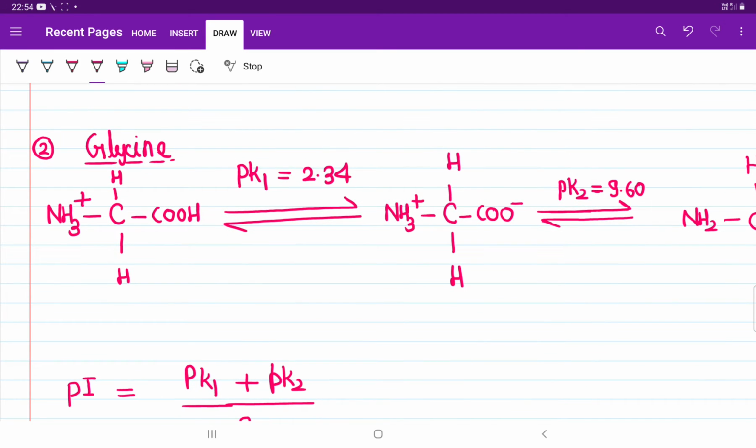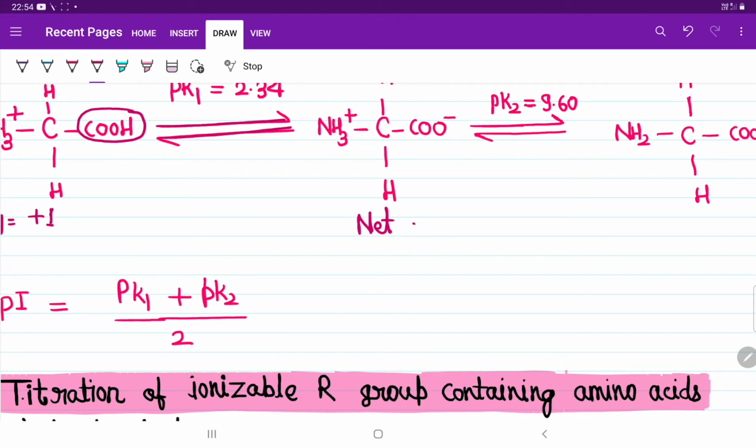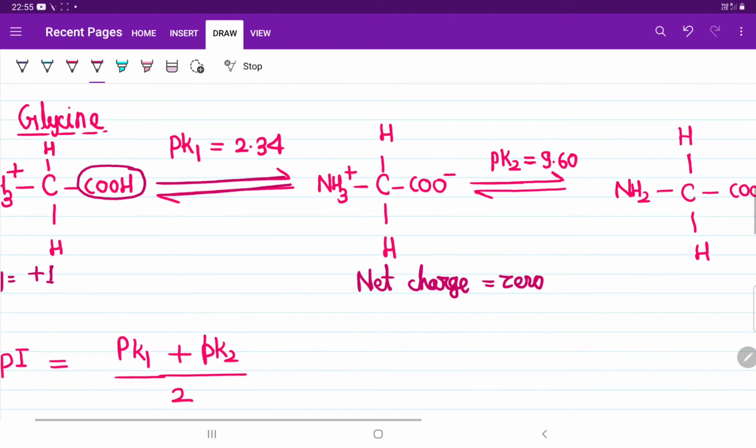Next example I'm taking, a beautiful example, glycine. This is our glycine, which is the simplest amino acid. At very low pH, even this amino acid has a plus one charge. Our glycine has a net charge of plus one. Now when we start to increase the pH, we observe that it is the carboxylic acid group which first loses a hydrogen ion. Now you see here, net charge is zero. Yes, net charge is zero.